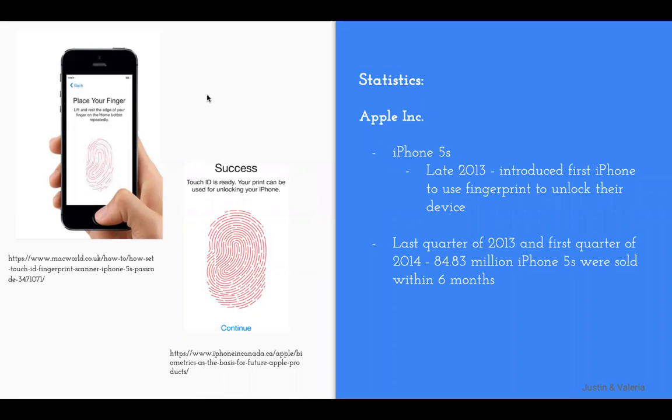Because of biometrics, companies such as Apple have generated millions in profit and have also experienced substantial money losses from using biometrics to improve the security of their users. For example, when Apple launched the iPhone 5S in late 2013, they introduced the first biometric information system to access their device. They used fingerprint identification. As a result, they sold approximately 85 million devices within the first 6 months of release.